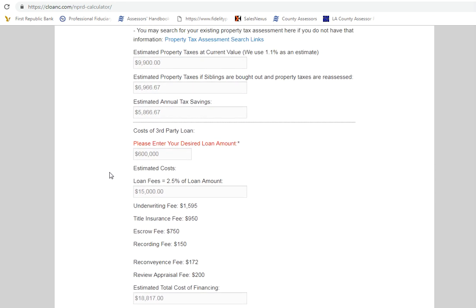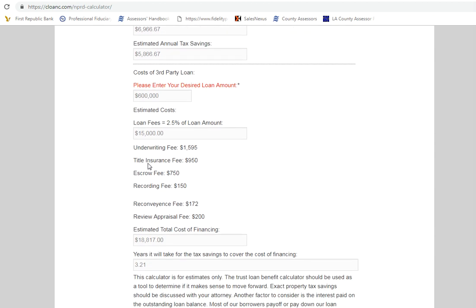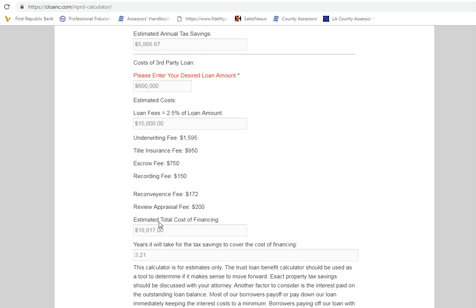So we scroll down and we get to the loan cost, estimated cost. Commercial Loan Corporation charges 2.5 points, or 2.5% of the loan amount, $15,000, plus a $1,595 underwriting fee. Now there are also third-party fees involved for outside services, which are title insurance, escrow fee, recording fee, reconveyance fee, and review appraisal fee, giving us a total of $18,817 in estimated costs. So how long will it take for the $5,866.67 in property tax savings to cover all these loan costs? And that number is 3.21 years.